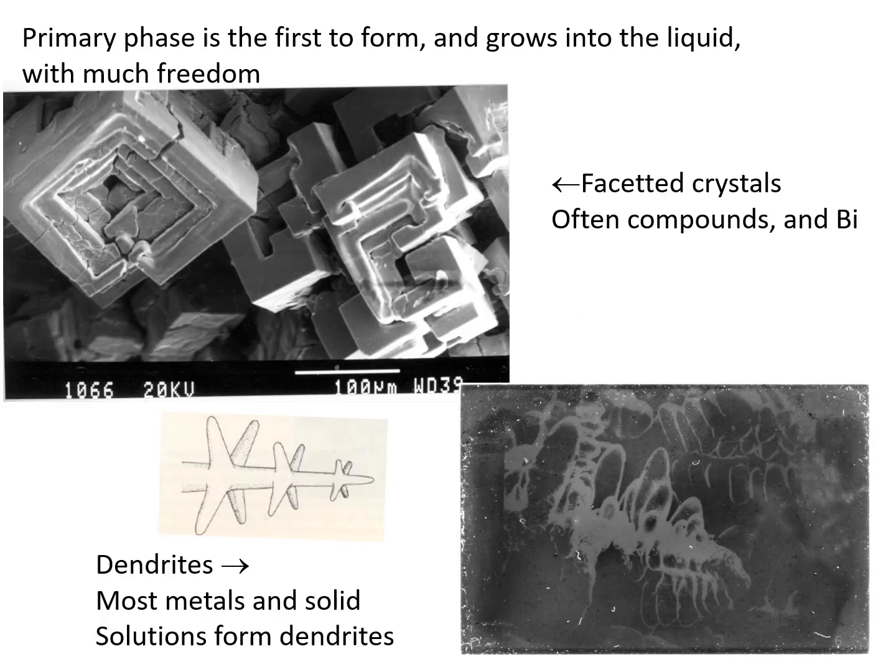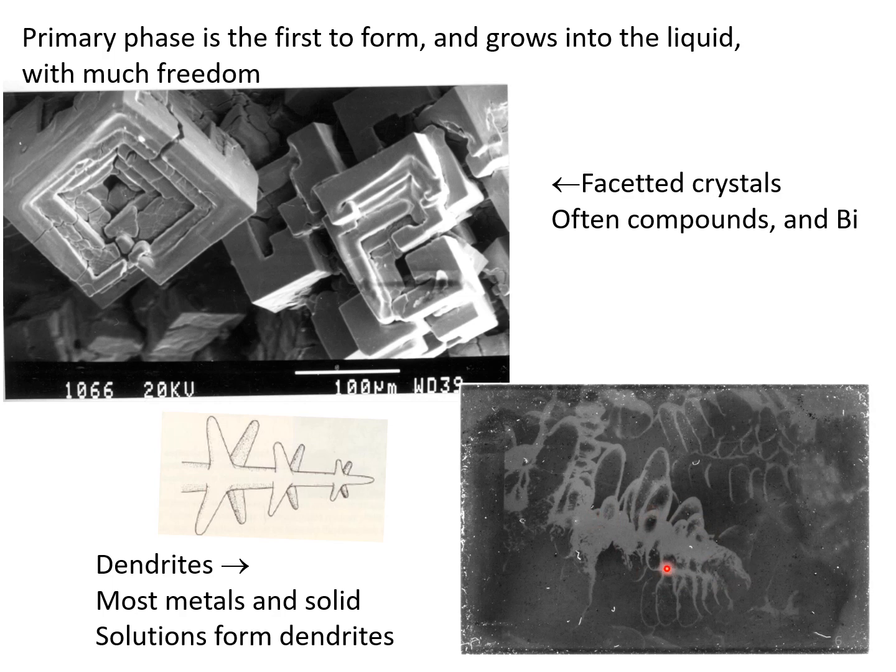And then the primary phase, primary for first, is the first to form, and it grows into the liquid with much freedom because there's no other solids there. So it can form the phases that it wants. Everything else has to grow into spaces, so their shapes are defined. So sometimes you get faceted crystals. These are often compounds and bismuth. And mostly from metals, you get dendrites where they grow and they grow into arms.